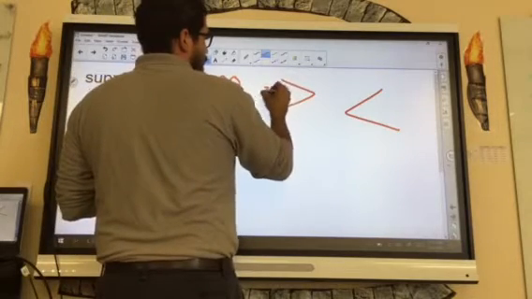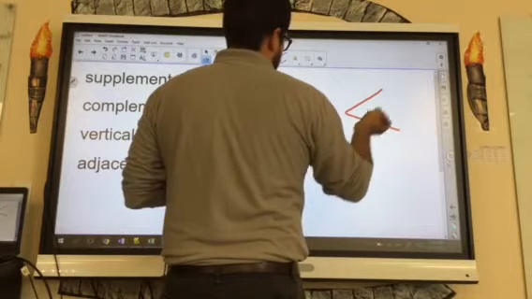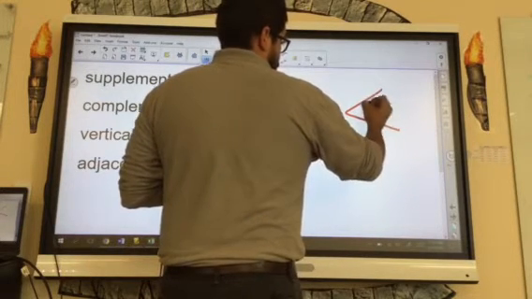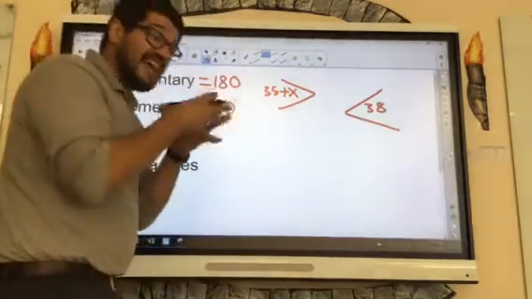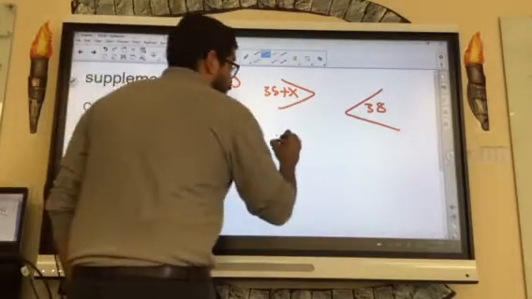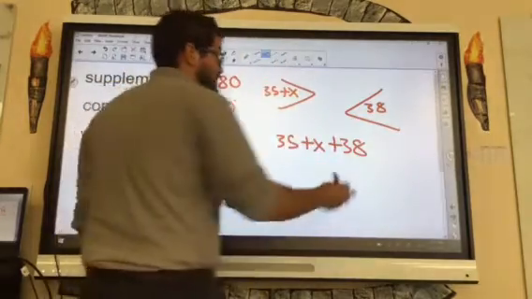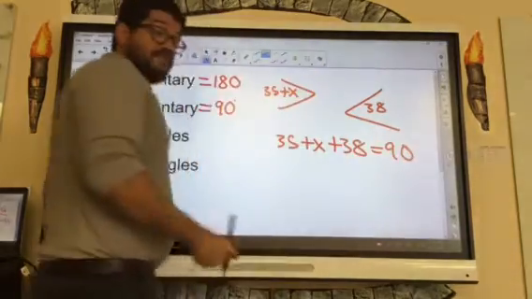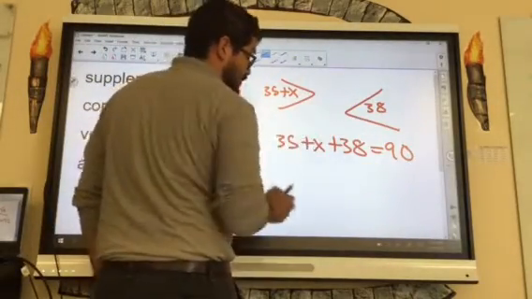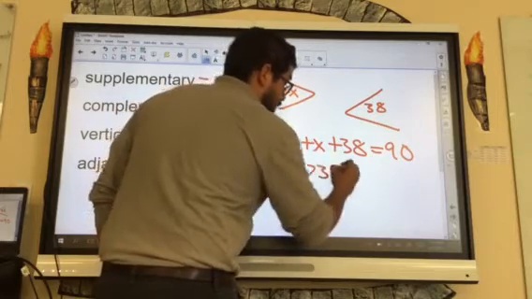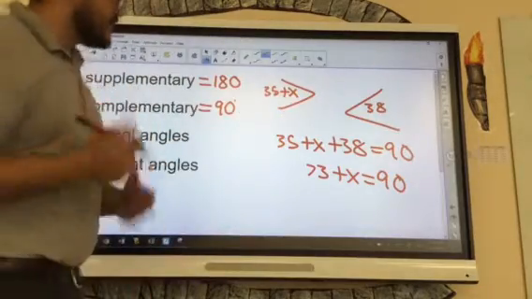Let's say this is 35 plus x, and this one is 35 as well. 30, let's say 38. Okay, so again, these two angles together make 90 degrees. So 35 plus x plus 38, they're complementary, which means they add up to 90 degrees. And there you go. Put the two things together that you can. That's 60 plus 13, that's 73 plus x equals 90. You subtract, and you should find out that your answer is 17.